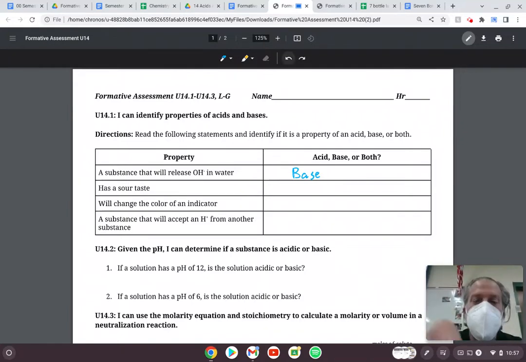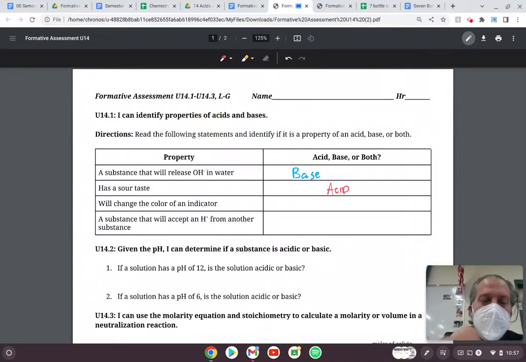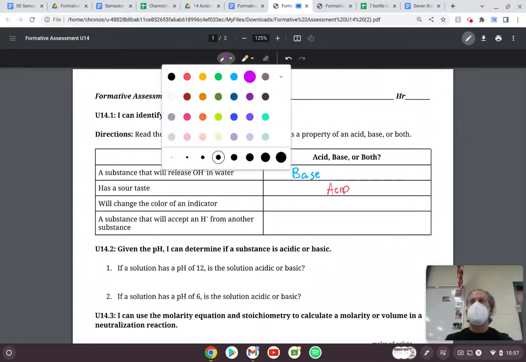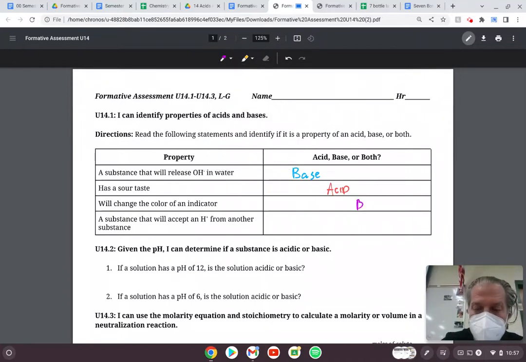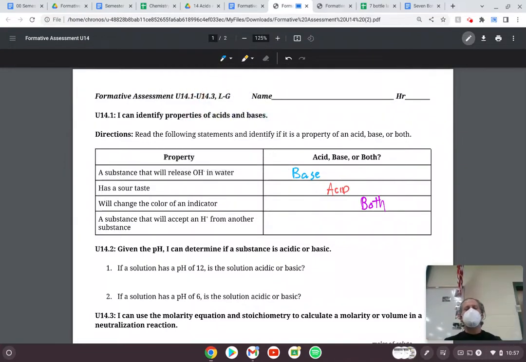And then anything that has a sour taste is an acid. And substances that change the color of acid-base indicators can be both. So both an acid and a base can do that, as part of the lesson that we did when we talked about properties of acids and bases. And then lastly, a substance that will accept an H plus from another substance, that would be a base as well. That's a Bronsted-Lowry base. So there's that.